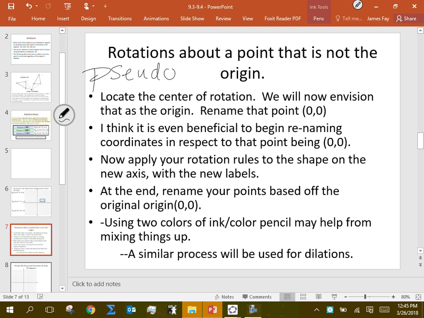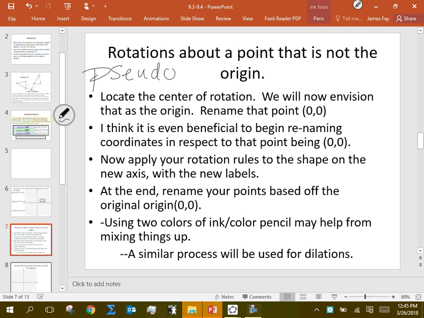And then at the end, when we have our ordered pair, we have our image location, we will always name it or provide its coordinates off of the true origin. So then basically we've got to undo that set of fake axes that we put in. Okay? So those steps, kind of roughly discussed there, are going to be what we walk ourselves through in this next example.